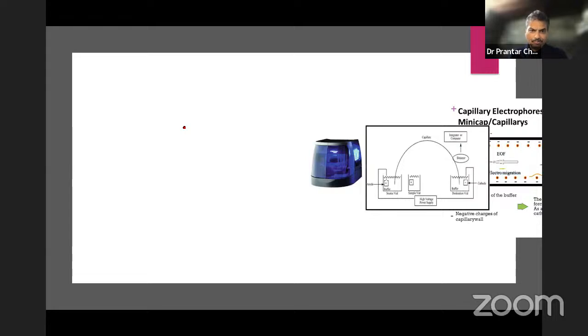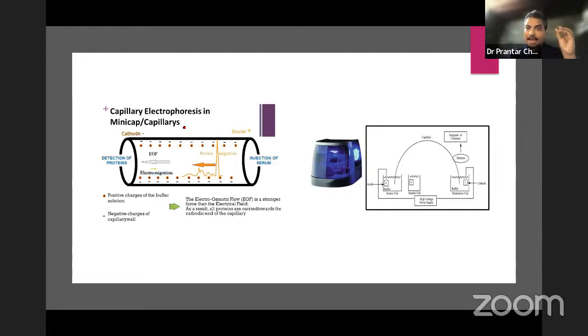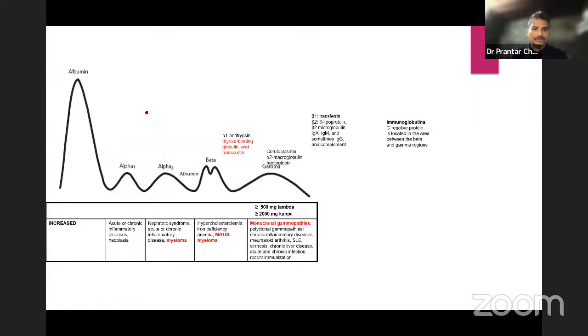Now, there is an advanced technology which some of the tertiary care hospitals have in their lab that is called capillary electrophoresis. So instead of an agarose gel, it has a glass capillary, but the essential principle is the same. And while it passes through, you differentiate it.